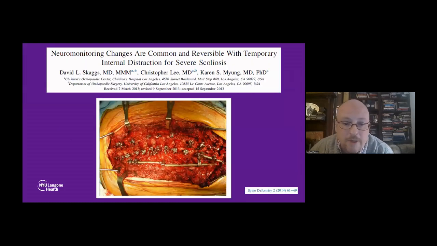Also, back to surgical planning, there's an intrinsic risk. If you have a short angular deformity and you have a long curve that's sweeping, I'm a big fan of internal distraction. Internal distraction has an intrinsic rate of significant intraoperative events.